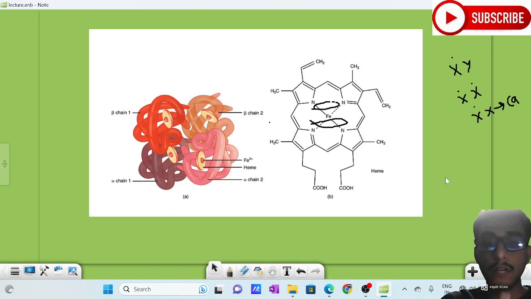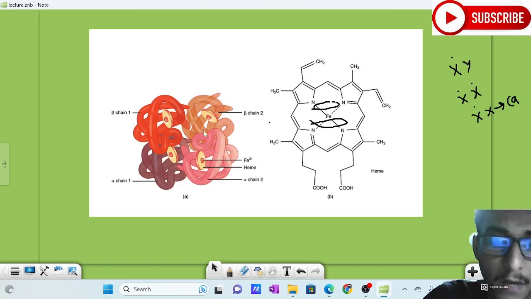First, we are going to discuss the globin part, which is a protein. We know that proteins are made up of amino acids. Amino acids join together to form a large protein, and many large proteins aggregate to form a very large protein. Now we can understand like this. In hemoglobin, it contains a heme part, which is the iron part, and also the globin part, which is the protein part.